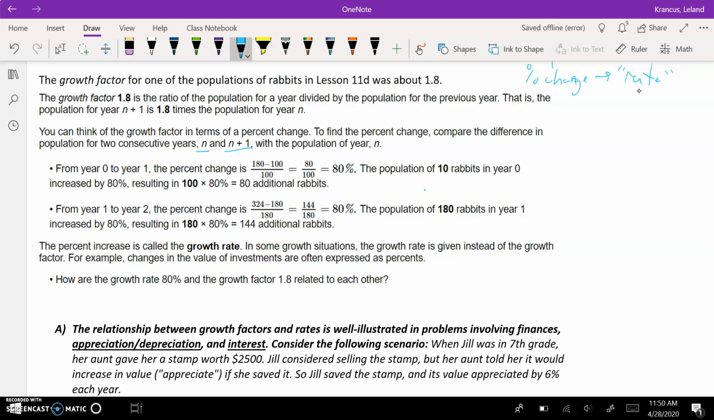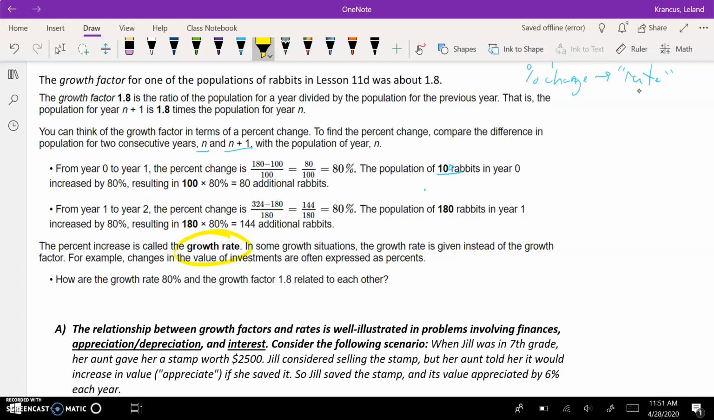So you can see here, when we had that population of 100, there's a typo right there. Population of 100 rabbits increasing by 80 rabbits. 80 rabbits coming from 100 rabbits, 80 out of 100 is 0.8, or 80%. And then for the next year, when it went from year 1 to year 2, from 180 to 324 rabbits, that's 144 rabbits out of 180 that they came from, that's another 80%. And so, like I said, the growth rate, that's a percent, and that's usually how it's reported.